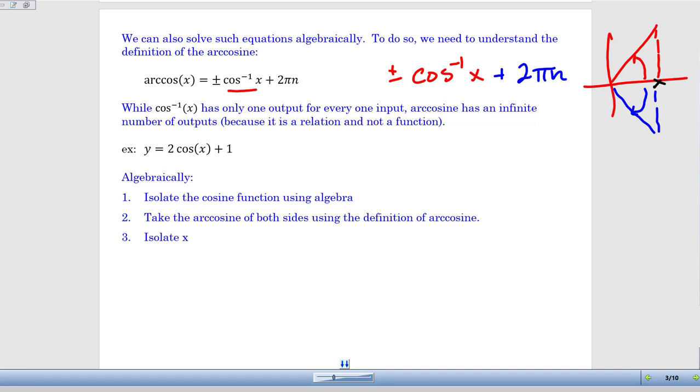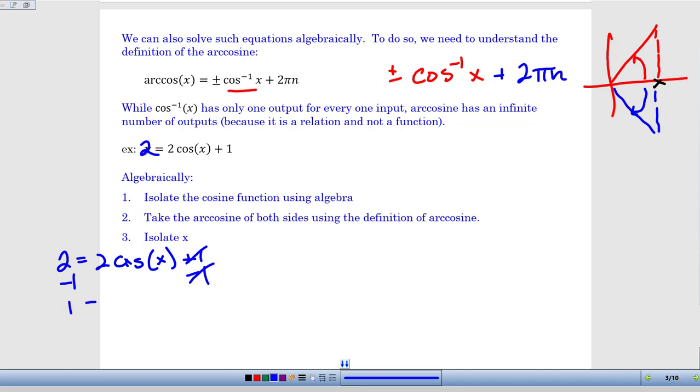So the equation that we have graphed up above is y equals 2 cosine x plus 1. And what we said is we want y to equal 2. So really this is the equation: 2 equals 2 cosine of x plus 1. That's the equation that we want to solve for x. And so the first thing it says there in our list is we've got to isolate the cosine function using our regular algebra techniques. So I need to subtract 1 from both sides. I'm just going to isolate that cosine of x.